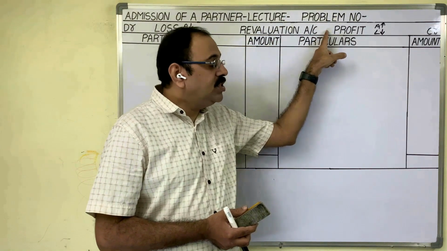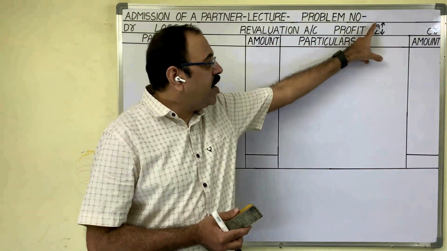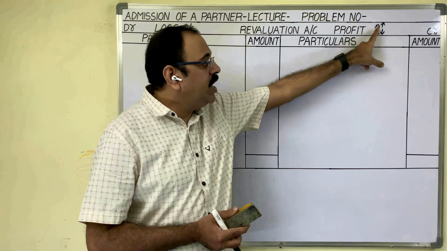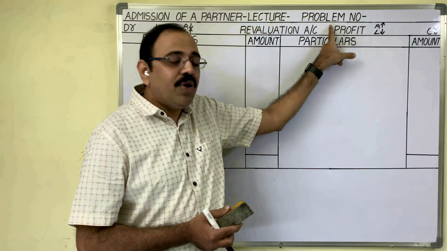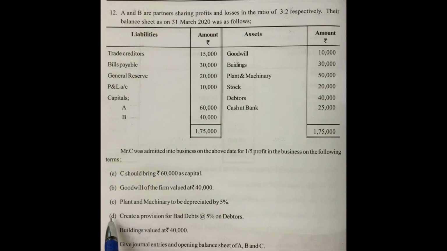When a profit comes in revaluation of assets and liabilities, if asset value increases or liability value decreases, it is a profit. It should be credited to revaluation account. C, D, E. These three bits are related to revaluation account. C bit, plant and machinery to be depreciated by 5%.